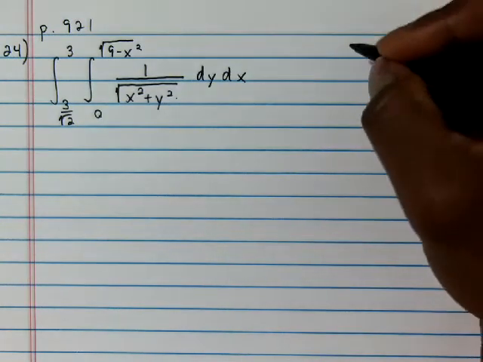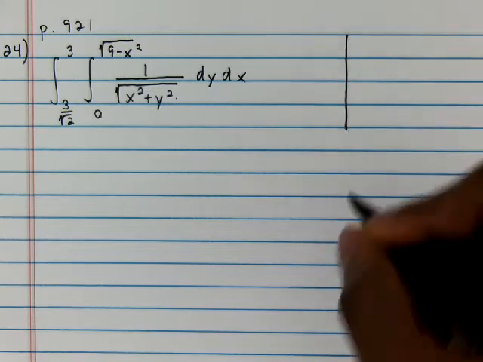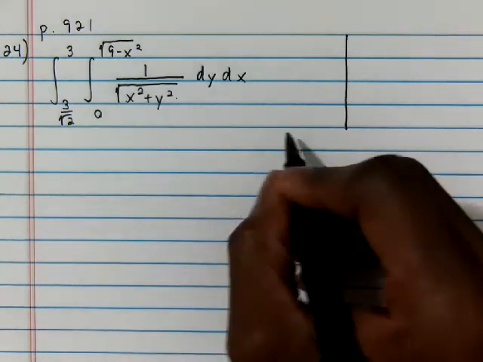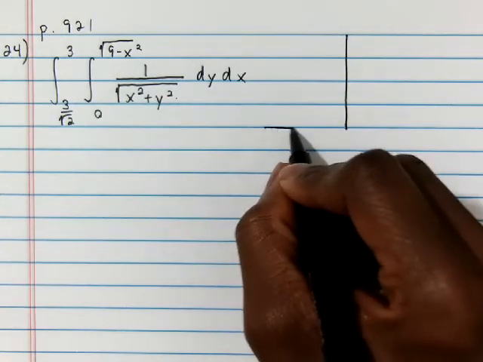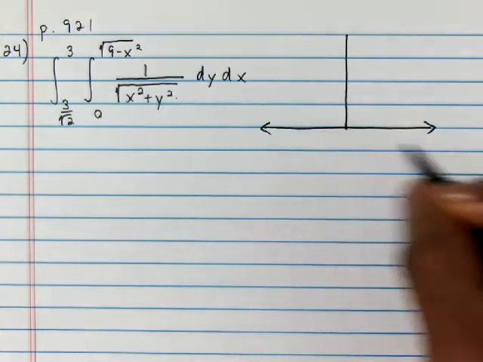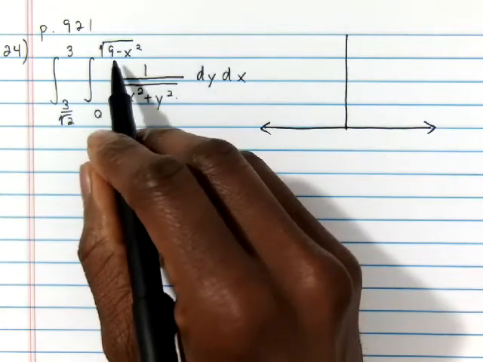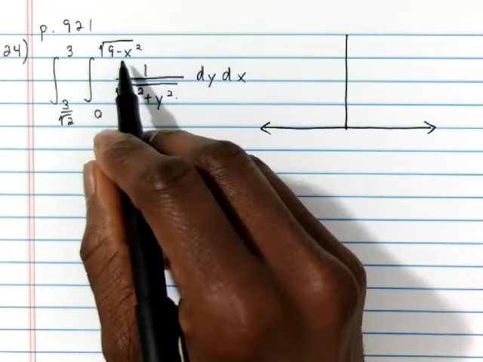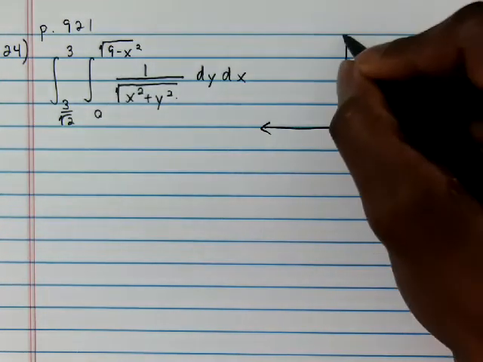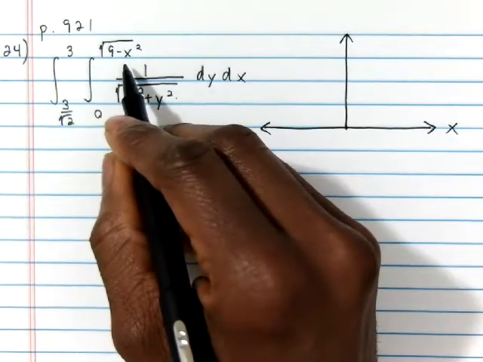So let's sketch the region, and then we'll switch it to polar coordinates. So y goes from 0 up to the square root of 9 minus x squared. So that's y equals 0, down here is just the x-axis. And then y equals the square root of 9 minus x squared. That's just a semicircle with radius 3.